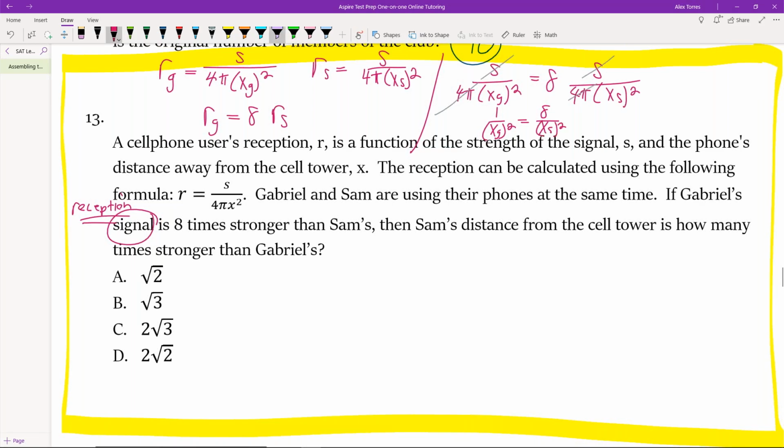So this 8 right here was on the top of the fraction because 8 is the same as 8 over 1. When I multiply it all together, the 8 is on the top and the xs squared is on the bottom. And if you cross multiply that, you'll have xs squared equals 8 times xg squared. Taking the square root of both sides, you get xs equals 2 root 2 times xg. So the square root of 8 is 2 radical 2.